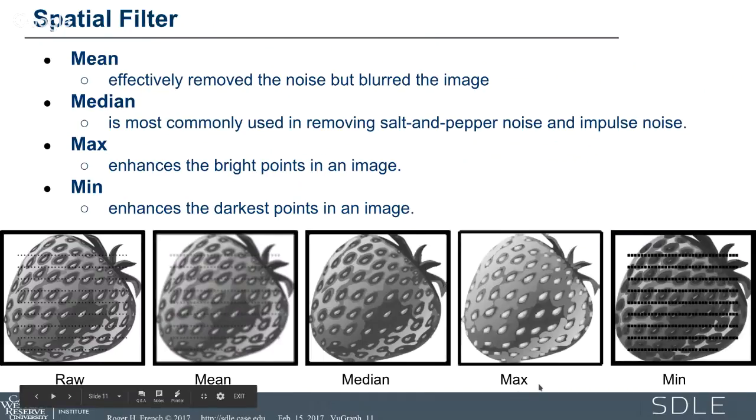The max filter works to enhance the brighter points in an image. So the whole strawberry becomes brighter, the frame, since it's black, becomes thinner, and the seeds in the strawberry become bigger. The noise points, since they are black, are gone, because it enhances the bright points, which means it will reduce the black points in an image. The minimum filter works to enhance the darkest points in an image, so the black points become bigger, the frame becomes thicker, the strawberry becomes darker, and you can see the seeds actually become smaller.